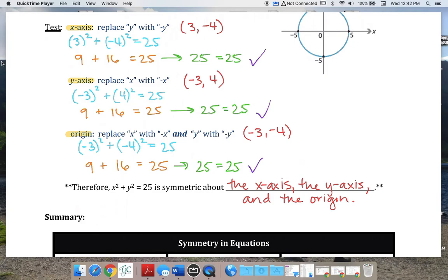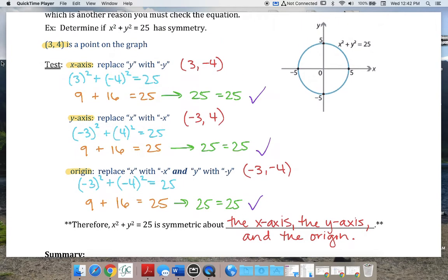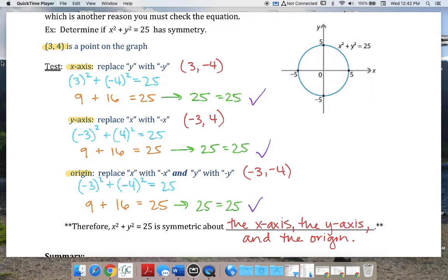So this is an example where multiple symmetries show up. In this case, this is not a function, which is okay, so we're not going to classify this with the type of function. We're just going to talk about the symmetry here. And because this circle was centered about (0, 0), this circle does have all 3 kinds of symmetry: over the x-axis, over the y-axis, and over the origin.